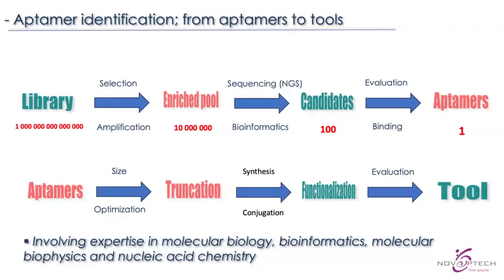This is not the end of the story, because we have then to optimize these aptamers, meaning most of the time we reduce the size in order to get something that can be synthesized more easily and for reduced cost. And after that, we get the function. So we conjugate, for instance, this candidate to some dye for fluorescence or to some other function for immobilization on a support. And at the very end, we have a tool. So this process involves a number of expertise in molecular biology, bioinformatics, molecular biophysics, and nucleic acid chemistry.